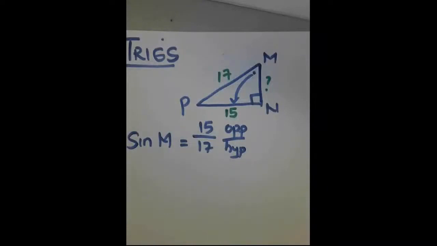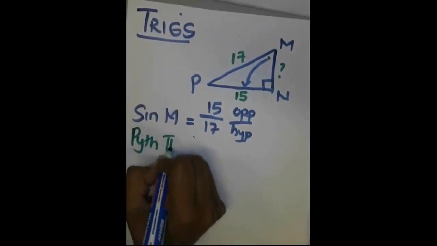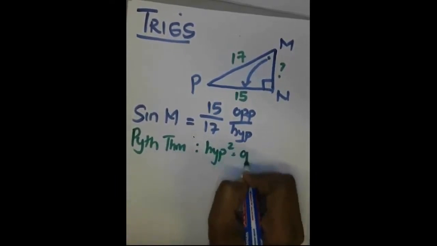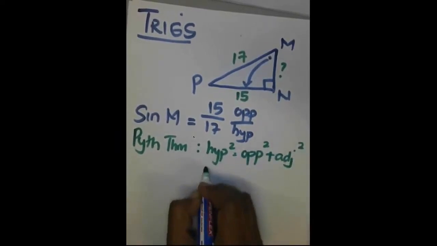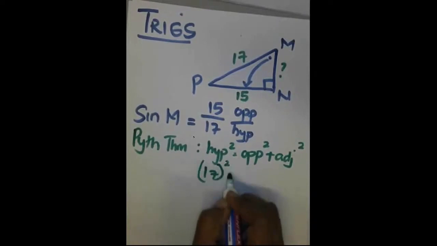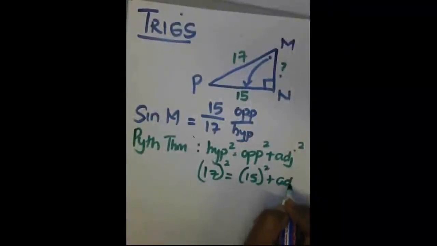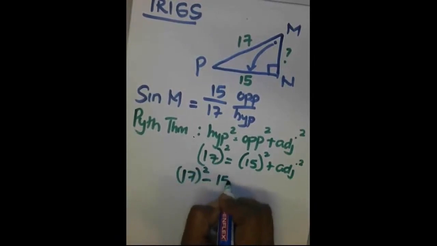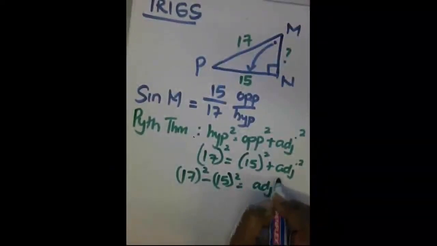That's question 5. Okay, so let's see how I can do this. So, Pythagoras Theorem, what does he say? He says that the hypotenuse squared is equal to the opposite side squared plus the adjacent side squared. So my hypotenuse in this case is 17, my opposite side is 15, and my adjacent side is the side I need to find. So 17 squared minus 15 squared is equal to my adjacent side squared.